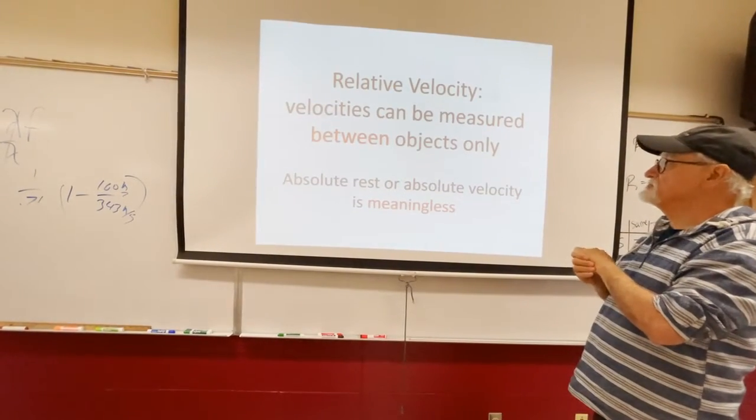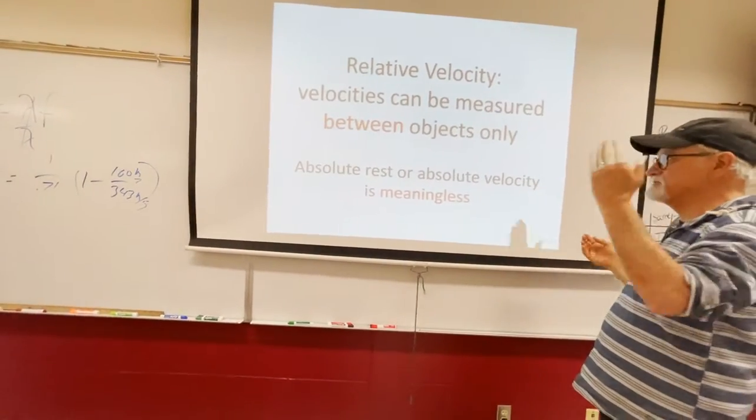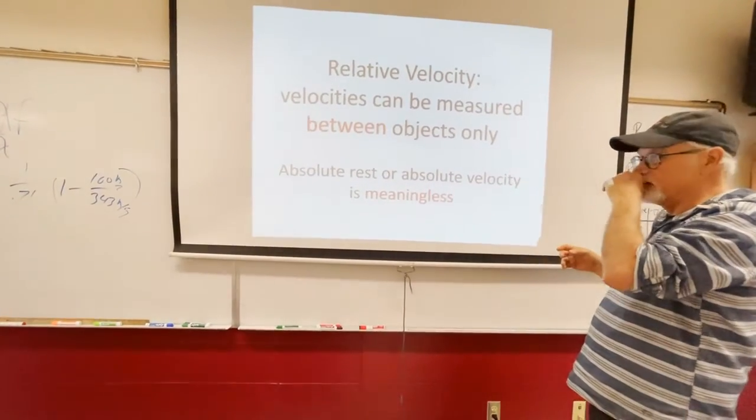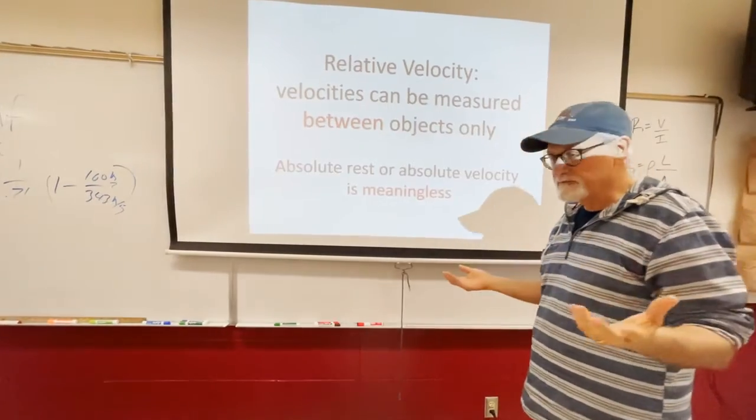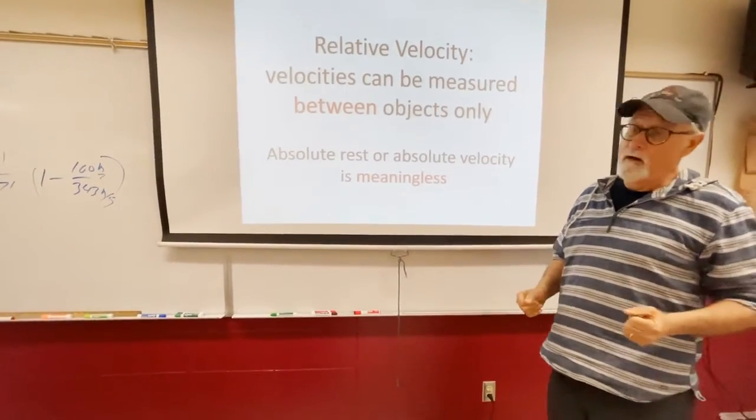Velocities can only be measured between objects. Okay, that makes sense now. The idea of absolute rest or absolute velocity is meaningless, because what's your reference frame? Well, I'm walking at 2 meters per second. Yes, but the Earth is spinning.